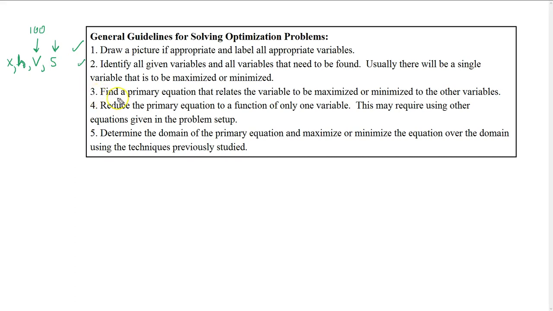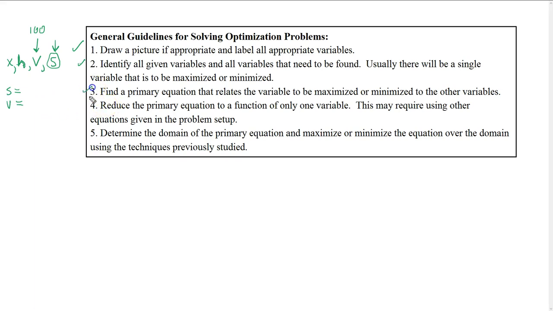Then, step 3, find a primary equation that relates the variables to be maximized or minimized to the other variables. So that's when we took our s and wrote it as a function of x and h. And we also took our volume v and wrote it as a function of x and h as well.